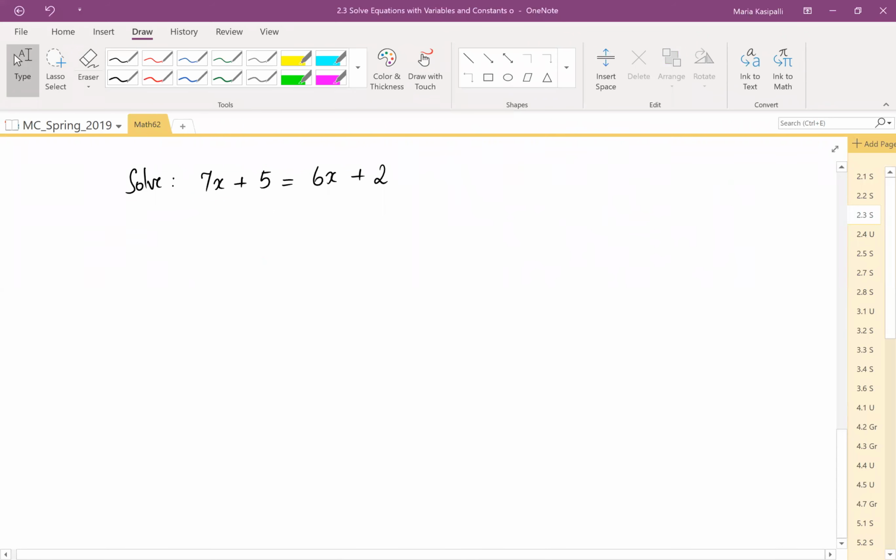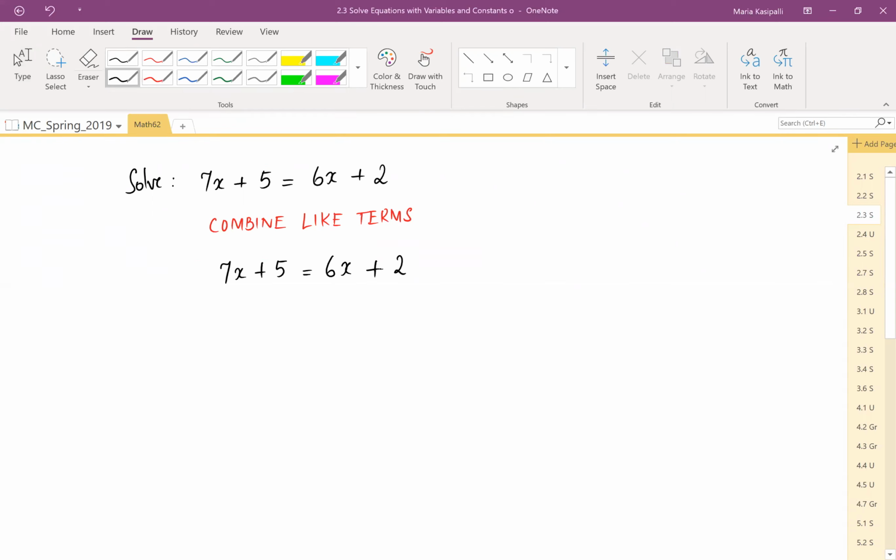So as always, combine like terms. We do not have like terms on the same side of the equation, right? We do have like terms across the equation. So we will do 7x plus 5 equals 6x plus 2. And I would like to bring the x's to the left. I just prefer the left. You could always bring them to the right as well, but in this case, it works better on the left because I can anticipate the x to be a positive number. So I like that way.